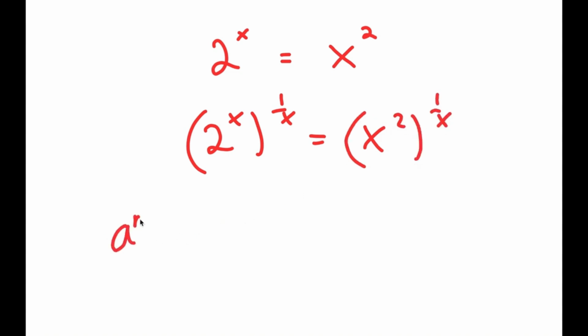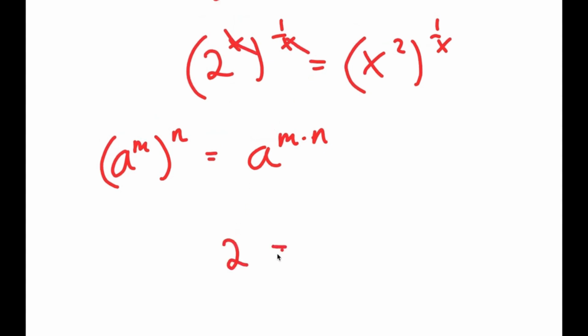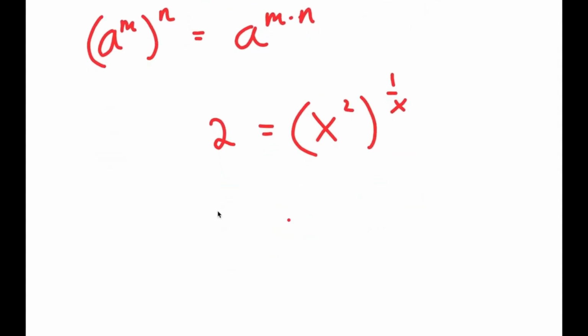Now, if I have something in the form a to the power of m to the power of n, this is equal to a to the power of m times n. So now these two cancel out, and I get 2 is equal to x squared to the power of 1 over x.